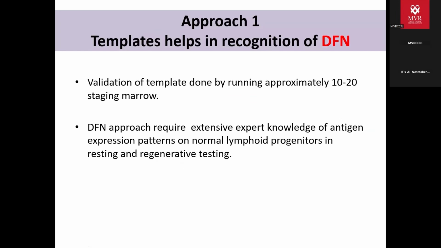So that was for deviation from normal. What we need is a template. That is what we were doing for the past three to four months. We were asking for staging marrows: please send a staging marrow for setting up the template. So what do we do here? We run normal marrows, staging marrows, or a case of neuroblastoma, lymphoma, or AML. Then we try to see where the hematogones lie on our machine, at our voltage, and with our antibodies. So we need to run at least 10 staging marrows.